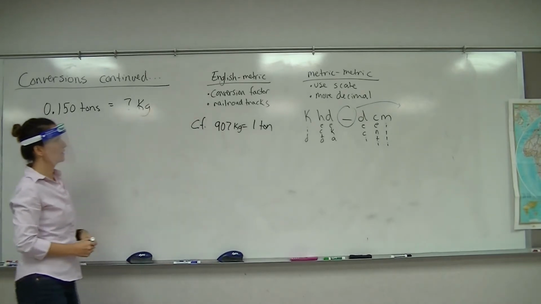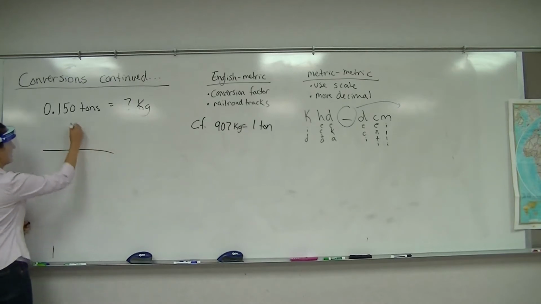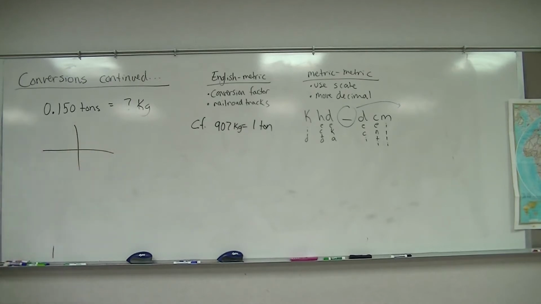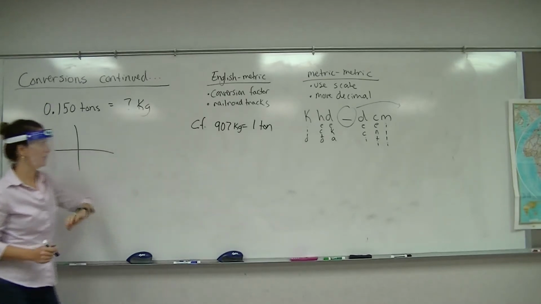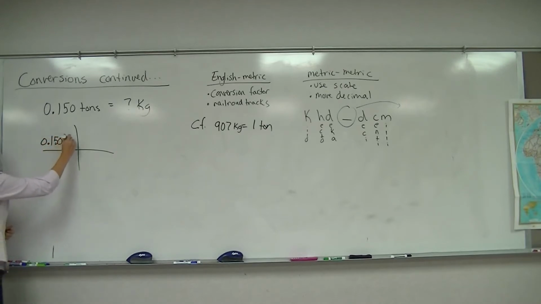The next thing we're going to do is start our railroad tracks. What I mean by that is basically like a plus sign. And we're going to fill this plus sign with the original question and the conversion factor. What's always going to go in the upper left-hand corner is the number the question is asking you to convert. So we're just going to put this 0.150 tons right here in the upper left-hand corner.